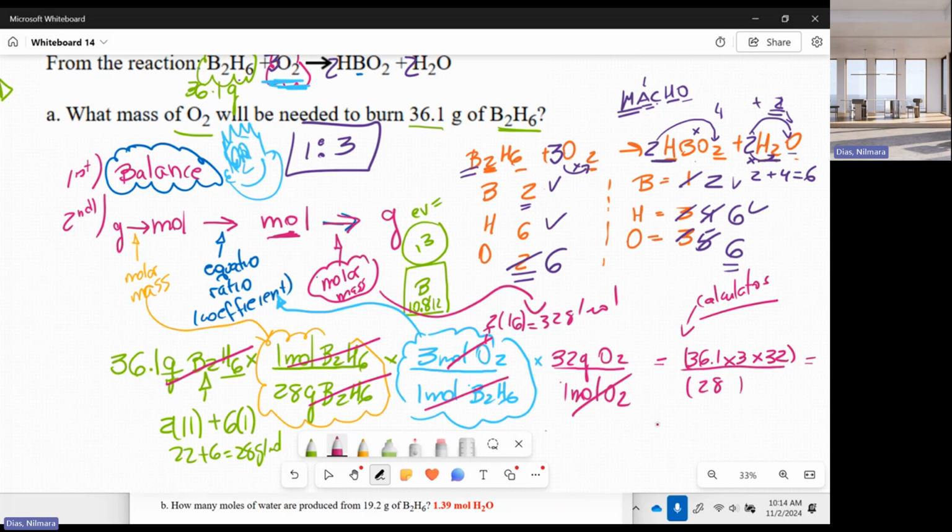So we're going to have 36.1 grams times 3 times 32. That will give you a very big, huge number, and divided by 28 will be 124 grams of oxygen.